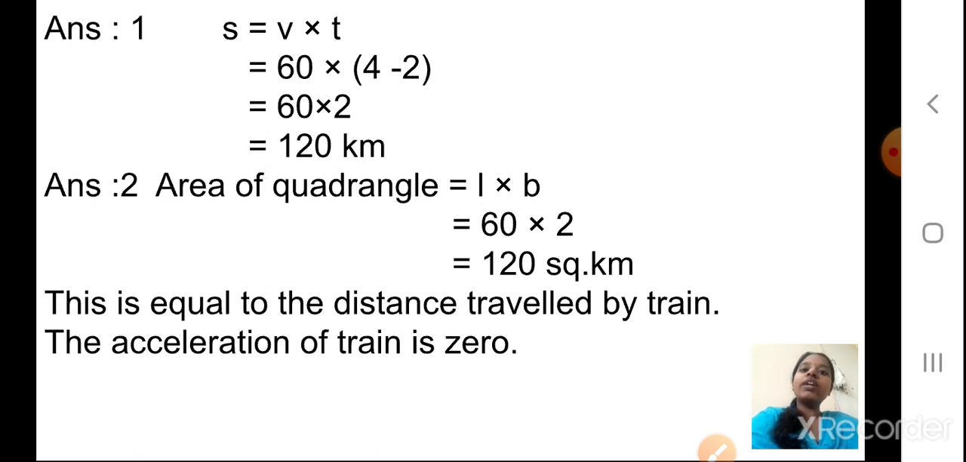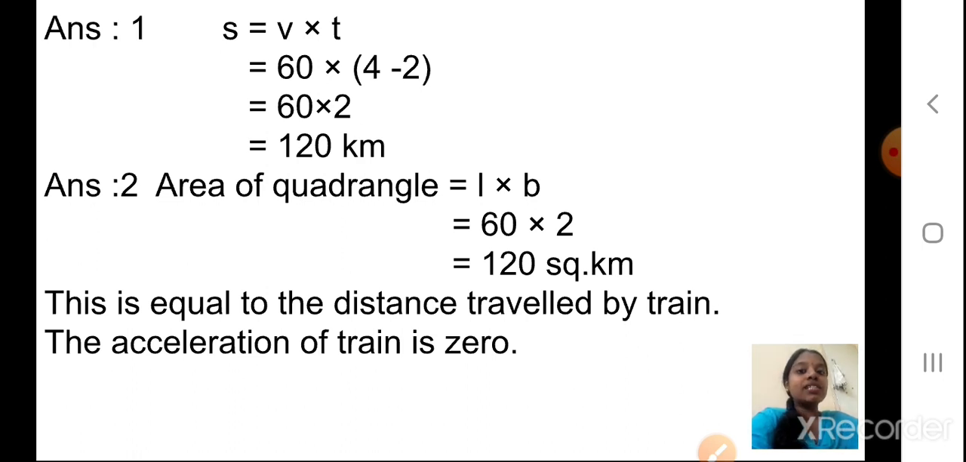Okay, students. Now next part was what? Area of quadrangle we have to find. Yes, so area of quadrangle, as I told you, we are going to take the formula length into breadth. Can you see here I have written L into B because that quadrangle is a rectangle. Okay, we saw 60 was the length multiplied by 2 was the breadth. So again I got 120 square kilometers. Yes, for area, so it is square kilometer. So can you see the values are same, 120, 120? Yes. So the area of the quadrangle is equal to the distance travelled by the train between 2 to 4 hours. Okay, students. So this is equal to the distance travelled by the train.